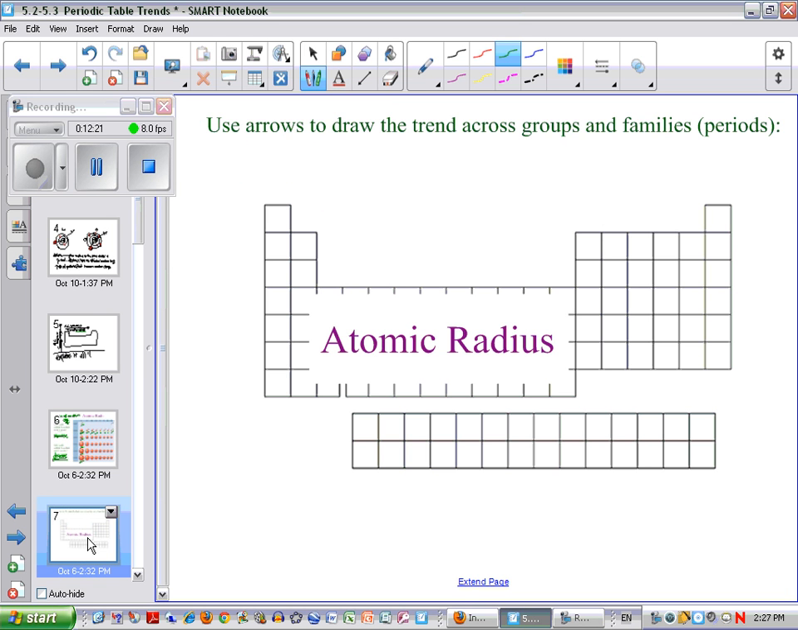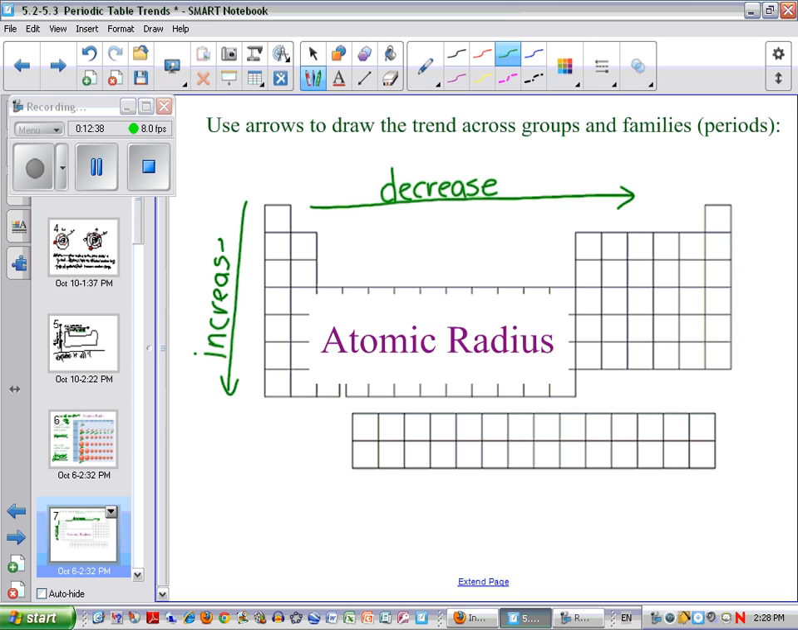So now that you know what atomic radius is, let's mark it on this chart. As we go across the period, atomic radius decreases. It gets smaller. As you go down a group, it increases. It gets bigger.